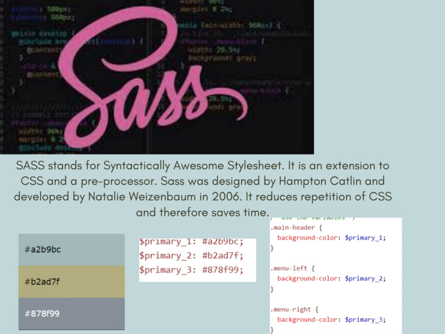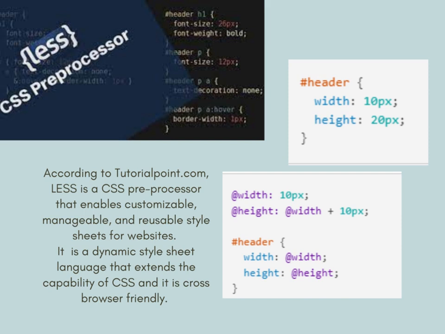Let's move on to the next type, which is Less. According to tutorialspoint.com, Less is a CSS preprocessor that enables customizable, manageable, and reusable style sheets for websites. It is a dynamic style sheet language that extends the capability of CSS, and it is cross-browser friendly. So how do we use Less to create a variable?